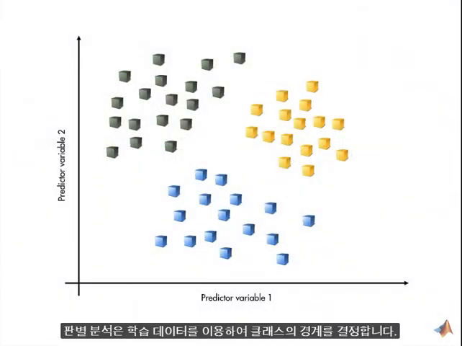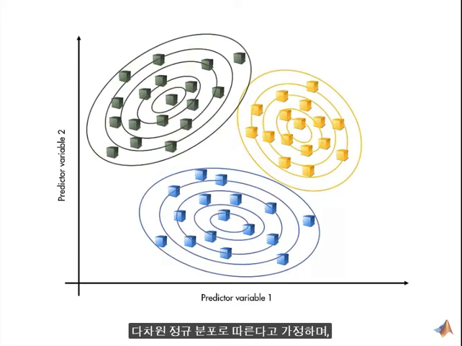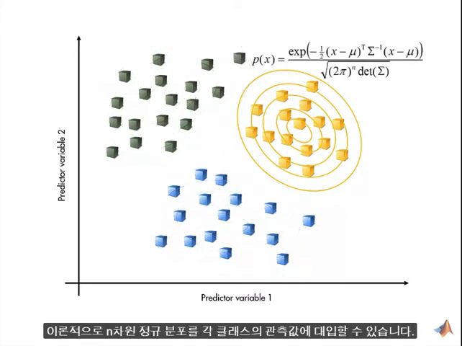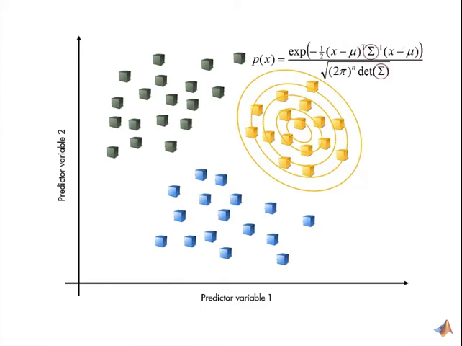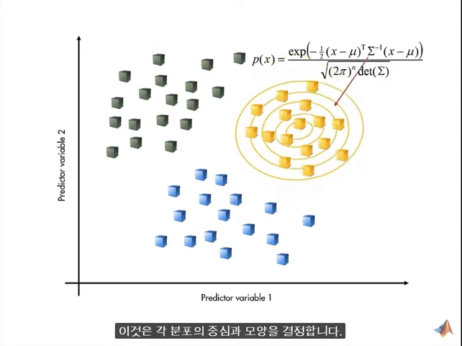Discriminant analysis uses the training observations to determine the location of a boundary between the response classes. The location of the boundary is determined by treating the observations of each class as samples from a multidimensional normal distribution. Theoretically, we could fit an n-dimensional normal distribution to the observations in each class. This involves calculating the mean vector and covariance matrix for each class. These determine the center and shape of the distribution respectively.